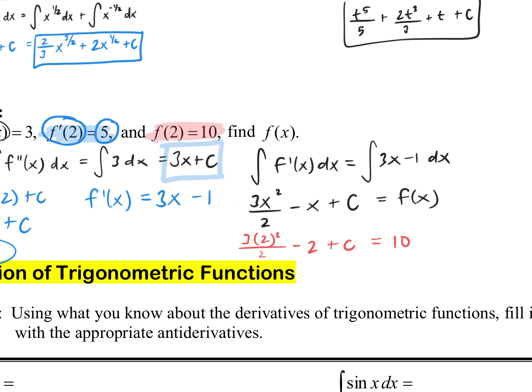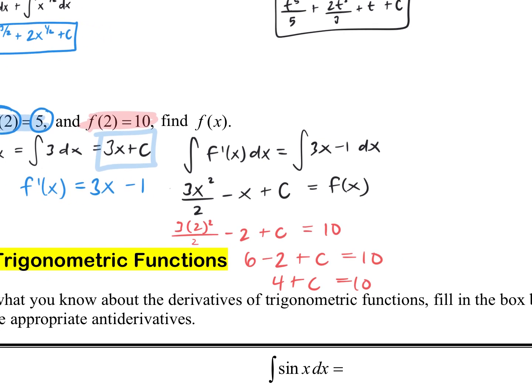Okay, so if I simplify this, I'm going to be able to solve for c. This is 3 times 4 divided by 2, so that gives me 6 minus 2 plus c equals 10. So that means 4 plus c equals 10. So what is c going to equal? 6.